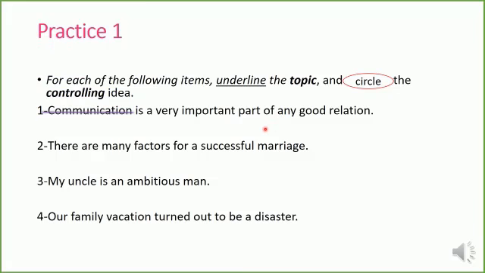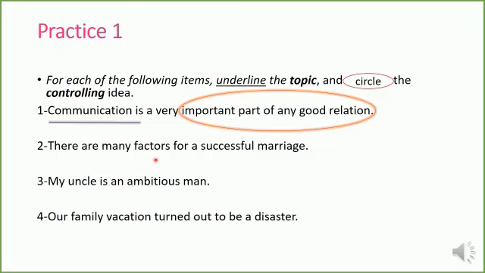Number 1, communication is a very important part of any good relation. So here, we have to underline communication because it's the topic, okay? And we have to circle what? Important part of any good relation. So here, if I want to write a paragraph, I should write a paragraph about what? About communication. This is the topic. In specific, in details, I should give details about how communication is an important part of any good relation.